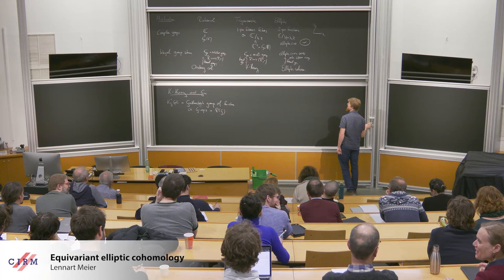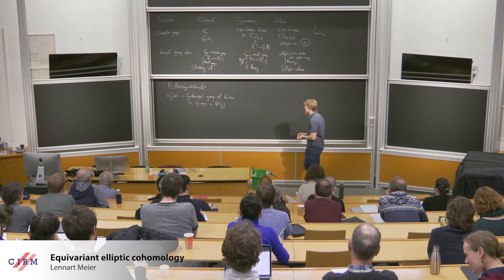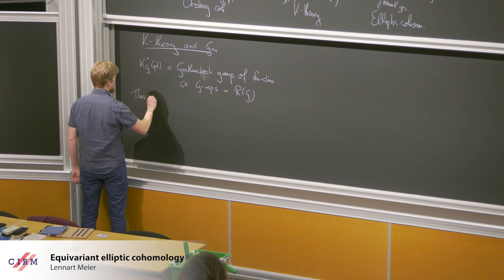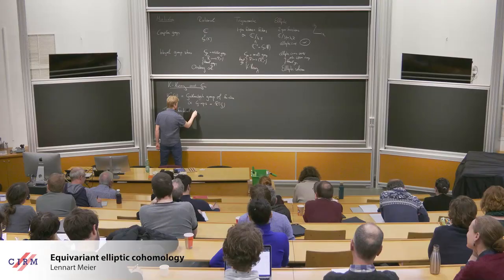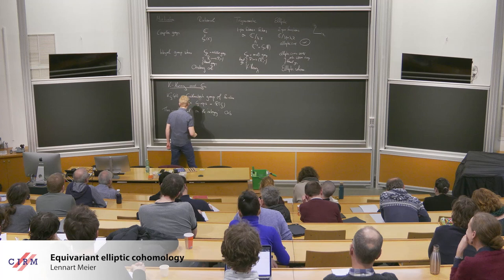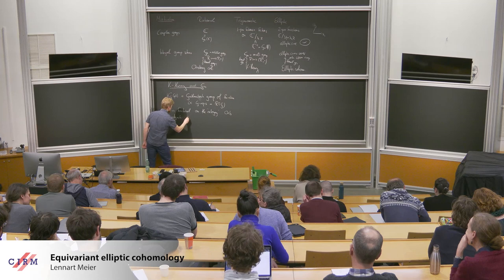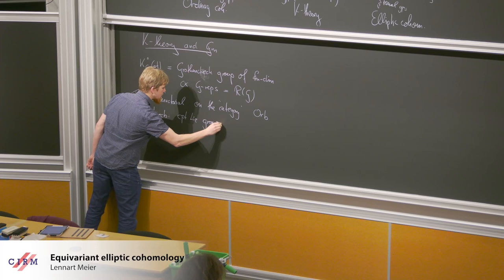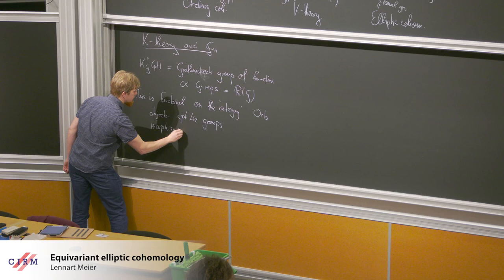I think I had the functors on commutative rings, but whatever. So this is functorial on the category, op. So what are the objects? Objects are compact Lie groups, because I'm scared of other groups. The morphisms are group homomorphisms.